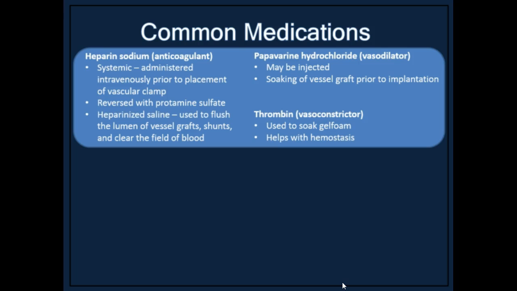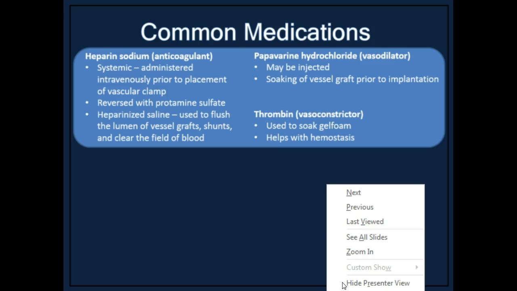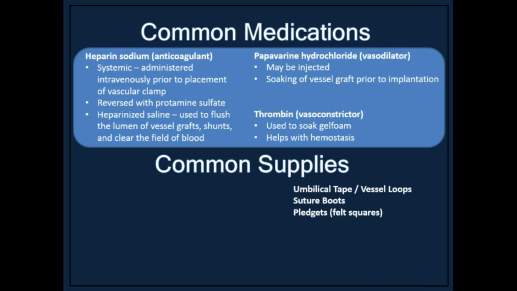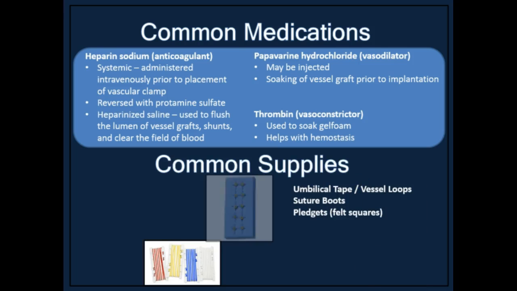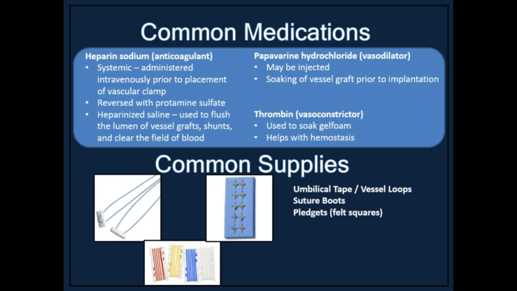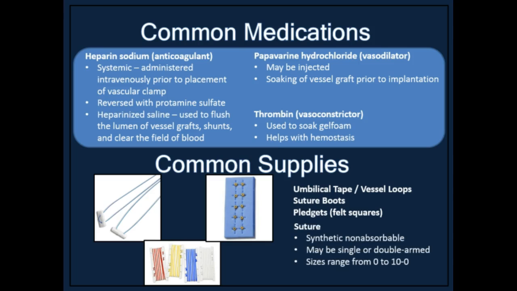Some supplies common to vascular surgery are umbilical tape and vessel loops, used to isolate and retract vessels. Suture boots are placed on the tips of mosquito clamps used for tagging to prevent damage to fine sutures. Suture used in vascular surgery is usually synthetic and non-absorbable, such as Prolene. It may be either single or double-armed and range in sizes from 0 to 10-0.